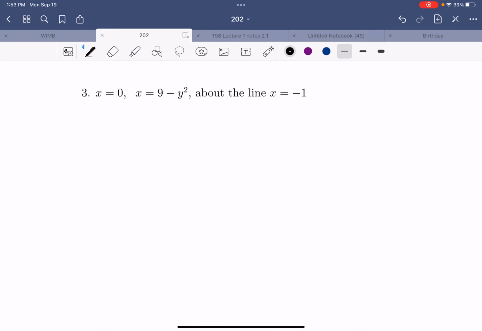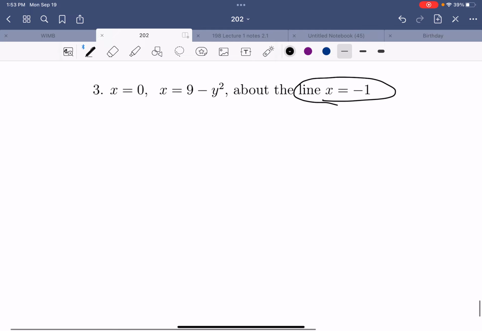Here we are on problem number 3 in the guided practice 7. This is the second part of the guided practice for this section, 6.2. We are now revolving our solids around a line that's not an axis, so for the line x equals -1.